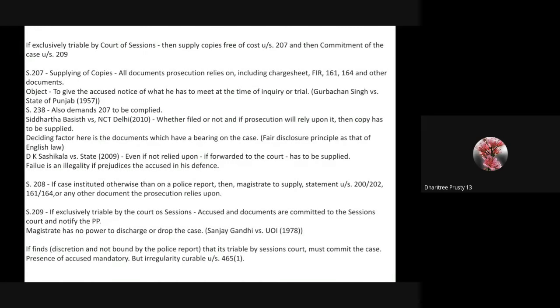Fair disclosure principle demands that all documents that are unearthed by the investigating agency must be supplied to the accused, even though it is detrimental, even though it is beneficial for the accused, it does not matter. But both the cases, though somehow laying down the jurisprudence of supply of copy of documents, do not meet the criteria that the fair disclosure principle demands.